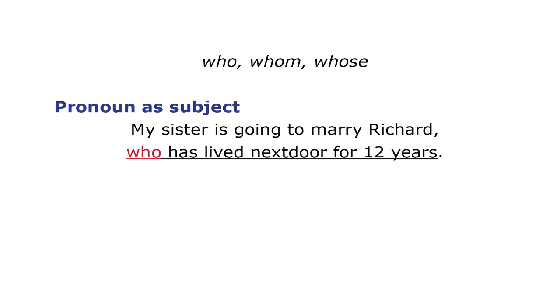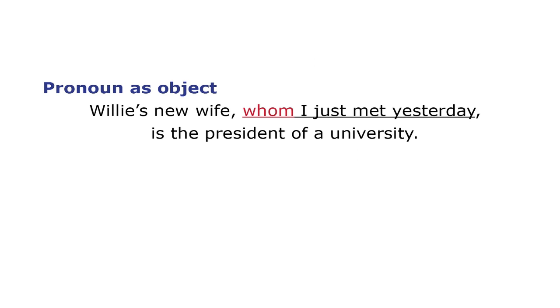Here the relative pronoun "who" is the subject of the adjective clause. My sister is going to marry Richard, who has lived next door for 12 years. In the following sentence, the relative pronoun "whom" is the object in the non-restrictive adjective clause. Willie's new wife, whom I met just yesterday, is the president of a university.